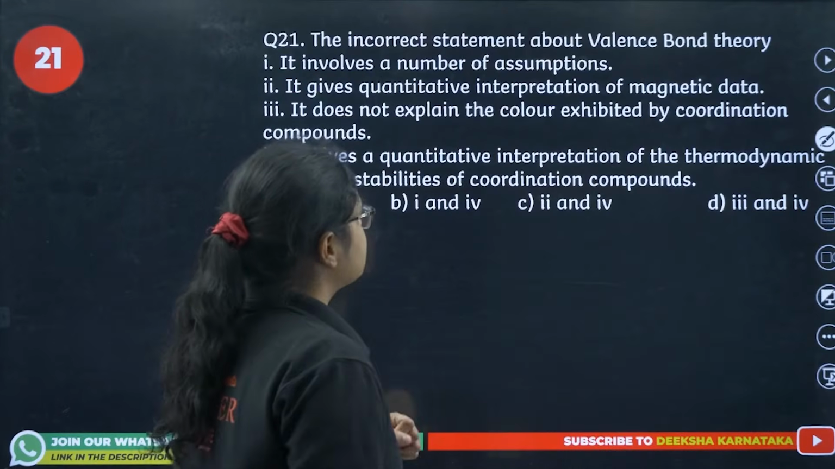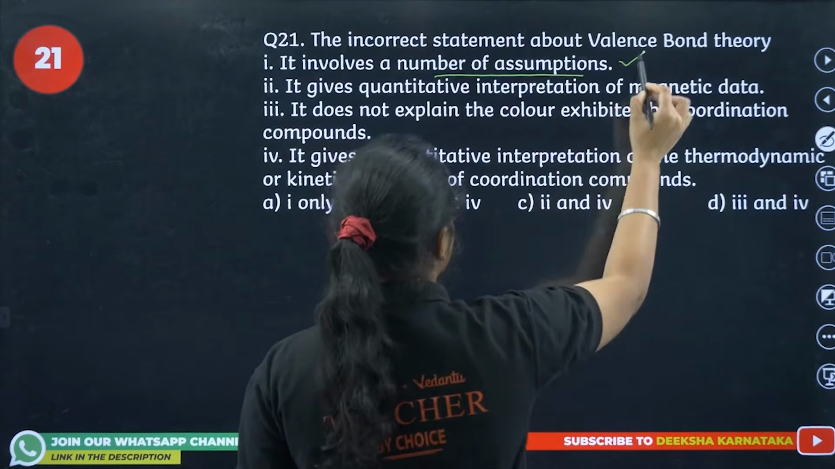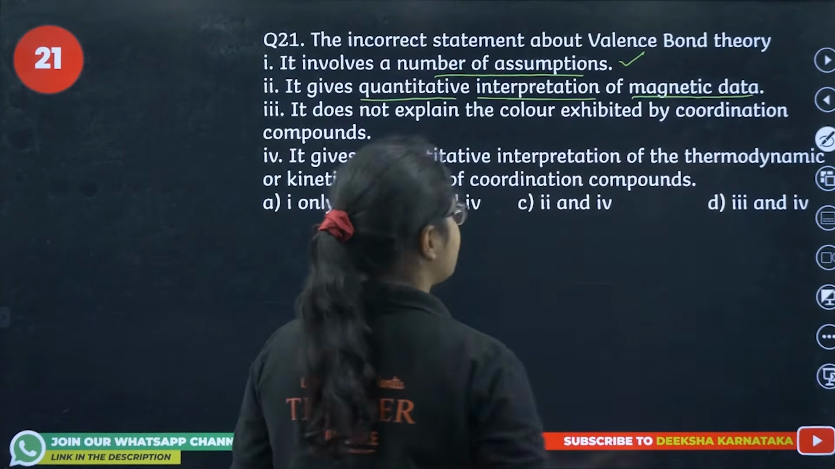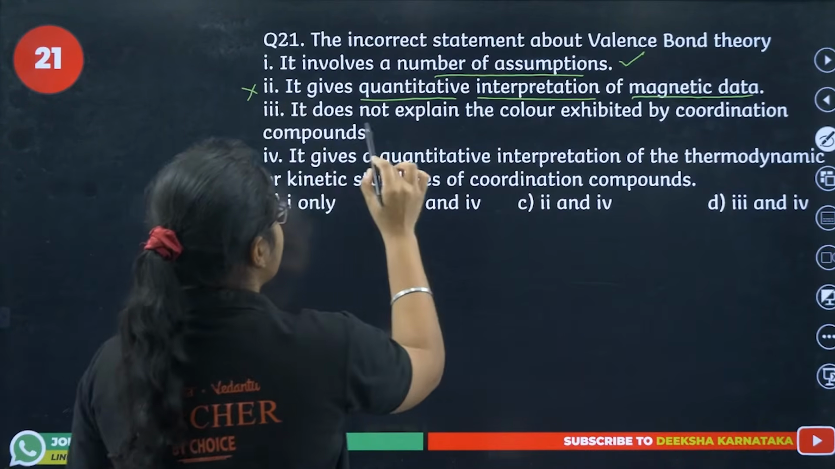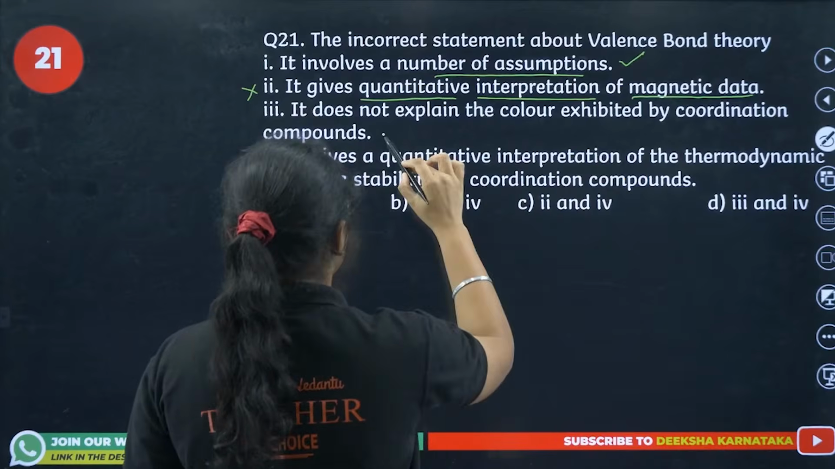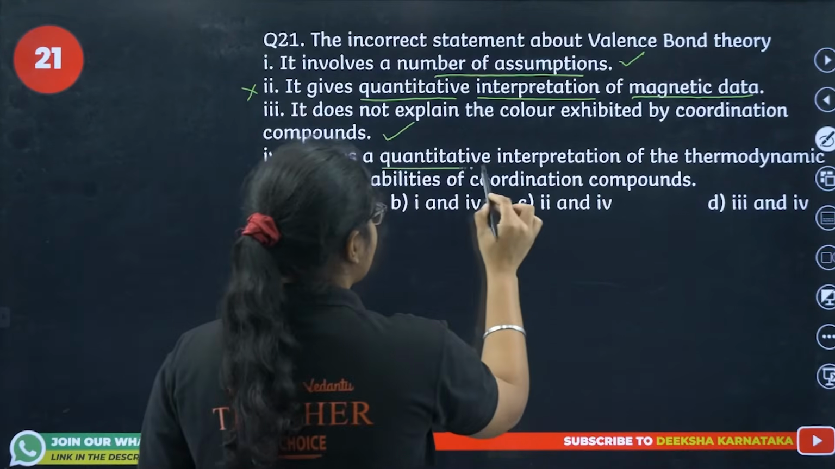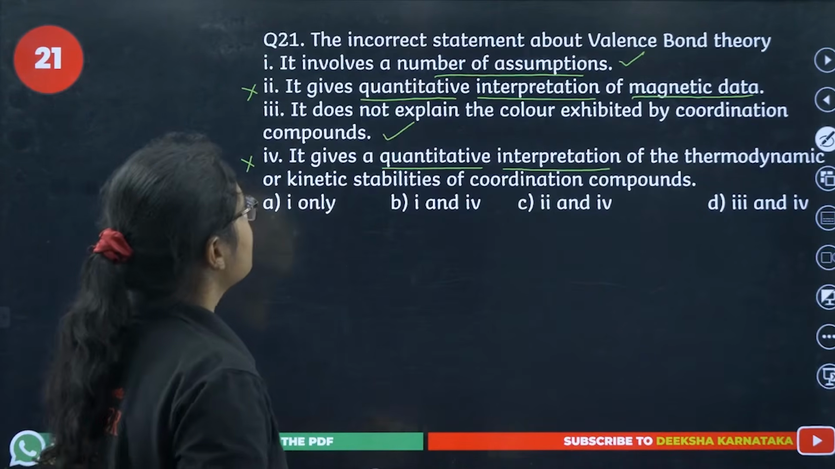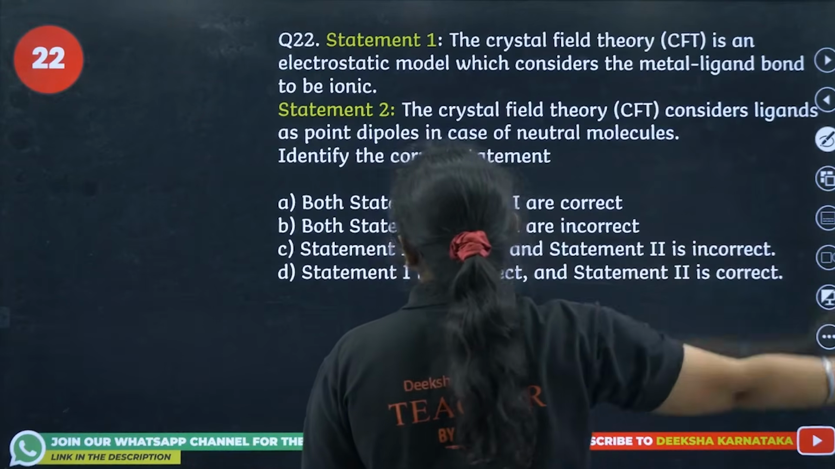Next we have the incorrect statement about the valence bond theory. It involves a lot of assumptions. That is a correct statement. It gives a quantitative interpretation of magnetic data. No, it does not give. That is the limitation. Then, it does not explain the color exhibited by the coordination compounds. Yes, it could not explain. It gives a quantitative interpretation of the thermodynamic. No, it does not give. So what are the incorrect statements? 2 and 4. That is option number C here.